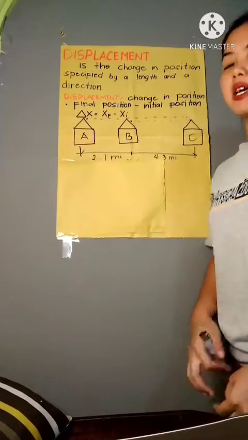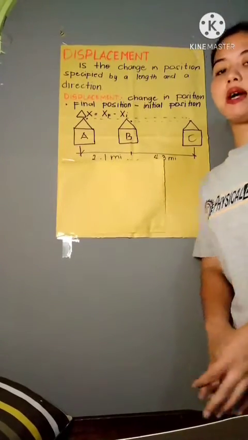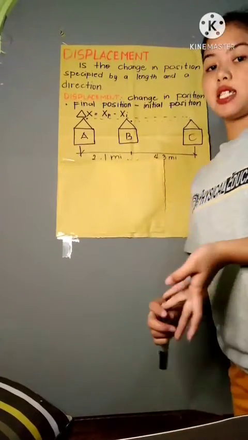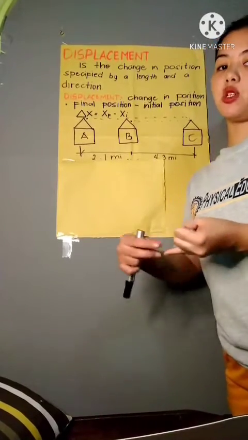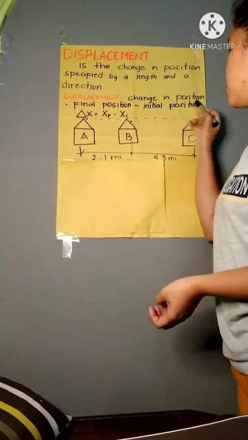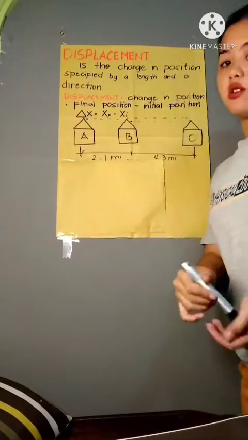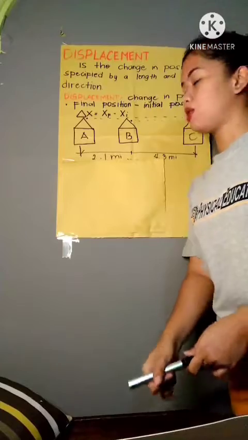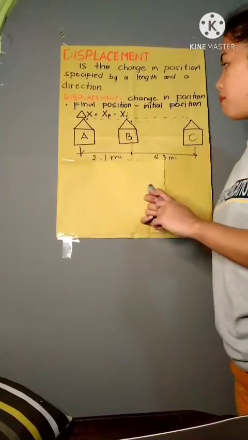Para di kayo malito, may pagkakaiba ang distance at displacement. Sa distance, ang hinahanap niya is yung total length of travel. Dito naman sa displacement is yung change in position. Para mas maintindihan nyo, magbibigay ako ng example.